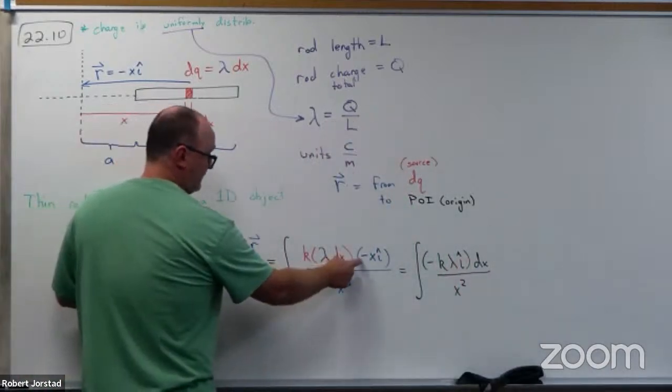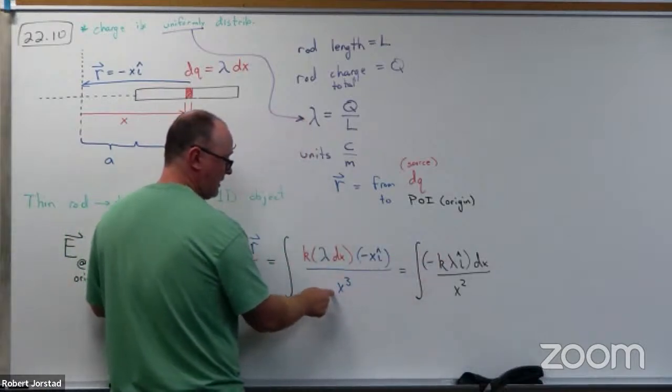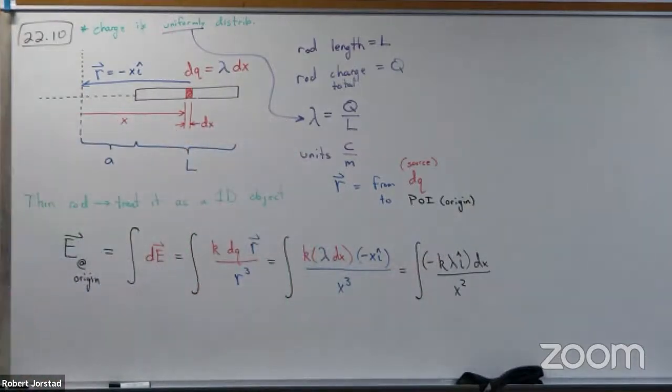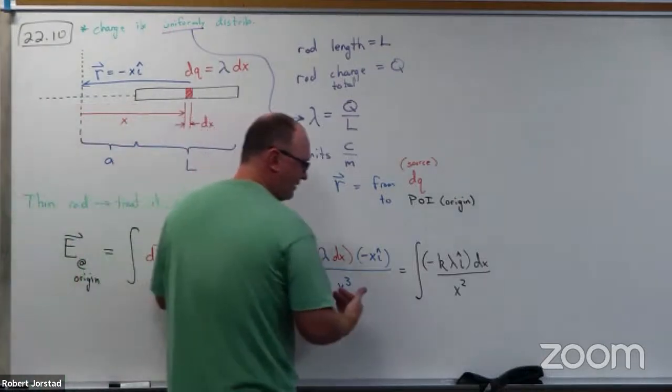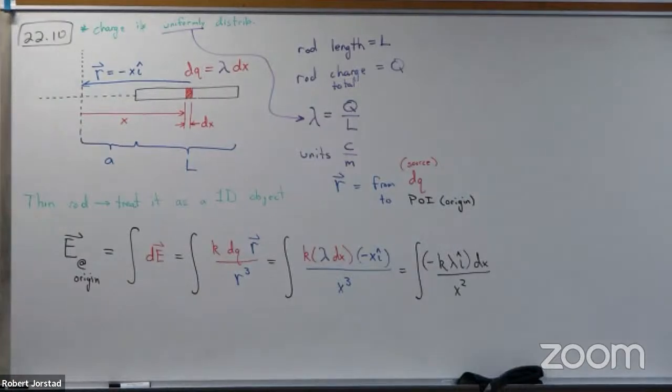Check. Negative i-hat k lambda. The x drops this down to a squared, and I've got a dx. Now, maybe you could tell what the limits are. We're integrating over what parameter? We're integrating over x. What's the leftmost value of x?